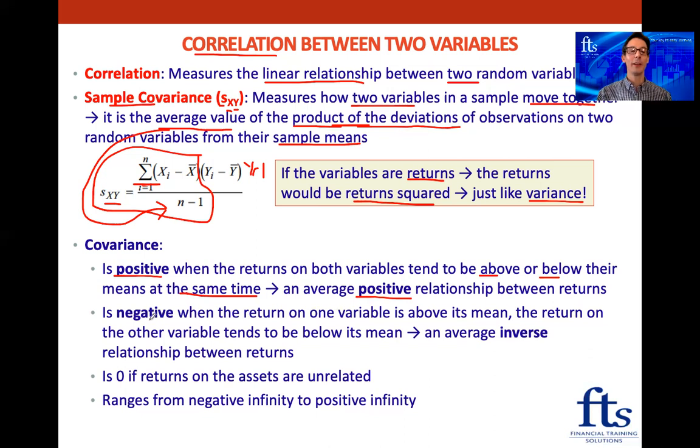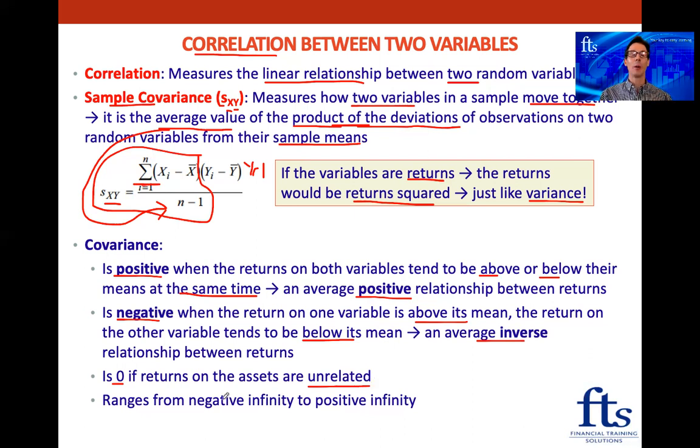Covariance is negative when the return on one variable is above its mean and the return on the other one is below its mean. If that's the case, we can have an average inverse relationship between the returns, and that's going to be negative covariance. And then the covariance is going to be 0 if the returns on the assets are unrelated.